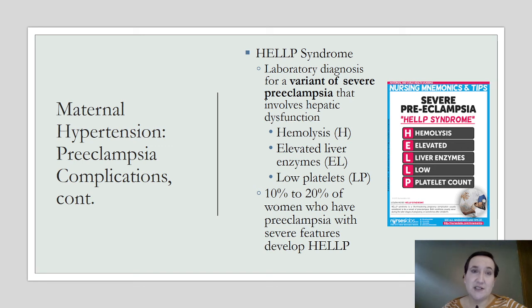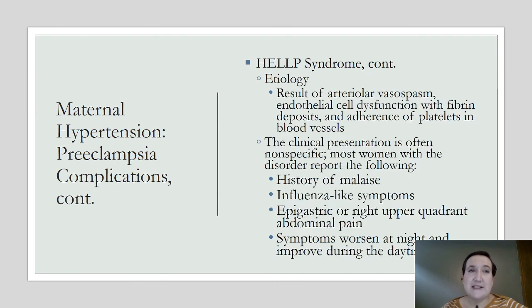In addition to just seeing changes in the liver function, now we've actually damaged the liver. So we end up with hemolysis of our red blood cells. We end up with liver enzymes that are elevated as a result of the destruction, and we see low platelets. HELLP syndrome can lead to DIC. DIC then causes a woman to essentially bleed out. So this is a result of arterial vasospasms, once again that endothelial cell dysfunction, and we have fibrin deposits, adherence of platelets in the blood vessels.